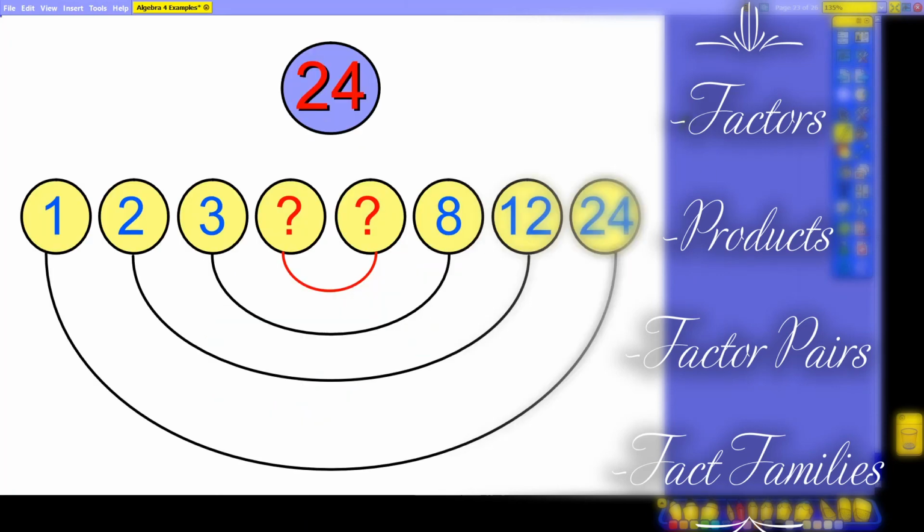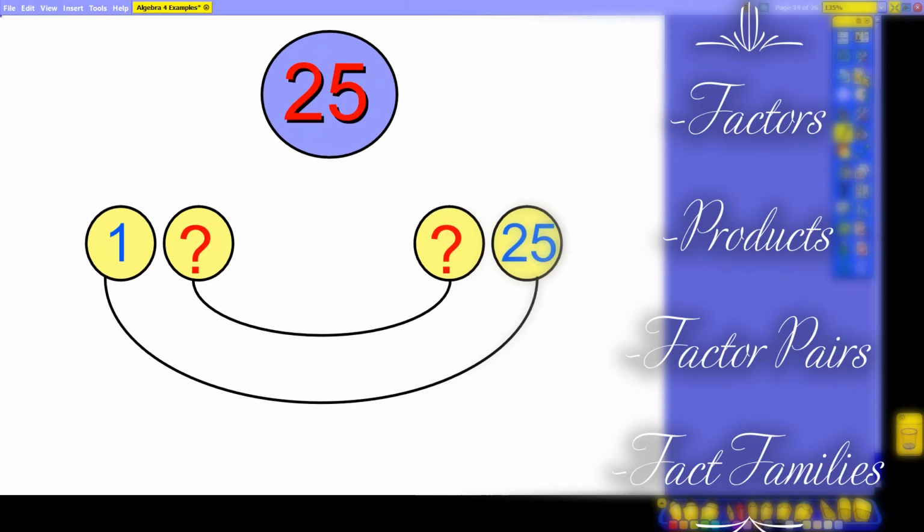And here we have factor pairs. So 1 times 24 gives 24. 2 times 12 gives you 24. 3 times 8 gives you 24. This is a number bigger than 3, which is 4. And its match is 6. 4 times 6 is 24. Let's move on to another one.